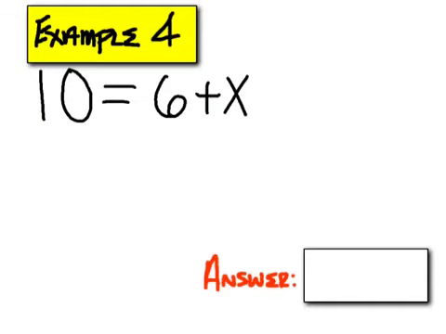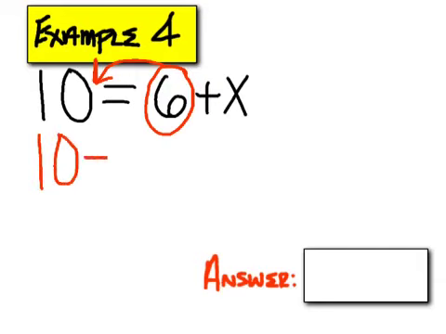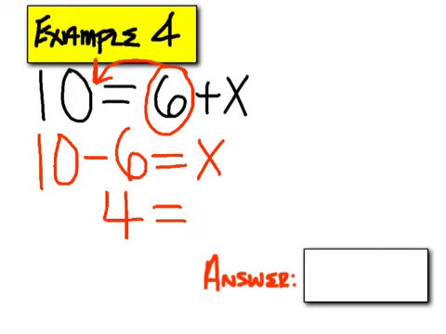Okay, number 4. X is already positive. We don't need to move it. So all we need to do is move this 6. We want our x by itself. When we move that 6 over, what happens to it? Yes, it becomes a minus 6. So our answer is going to be 4.